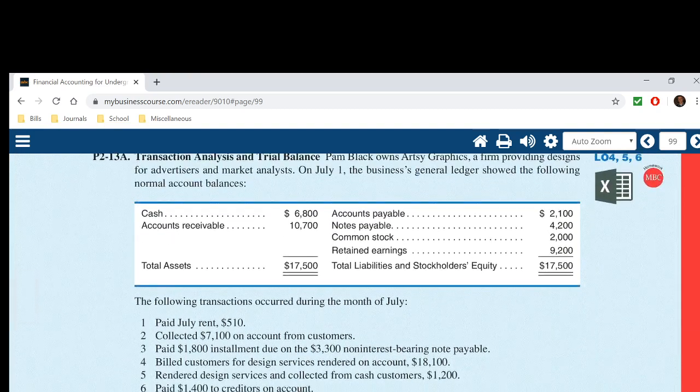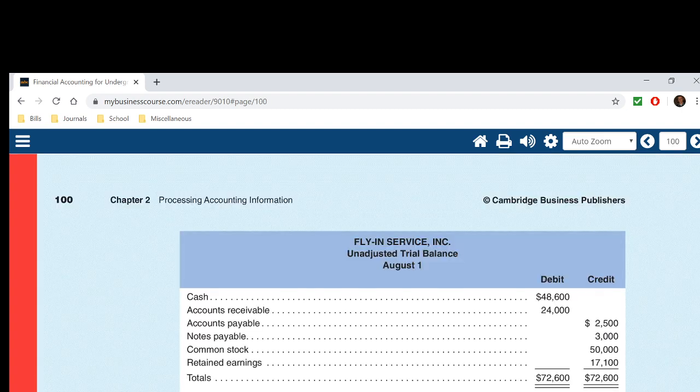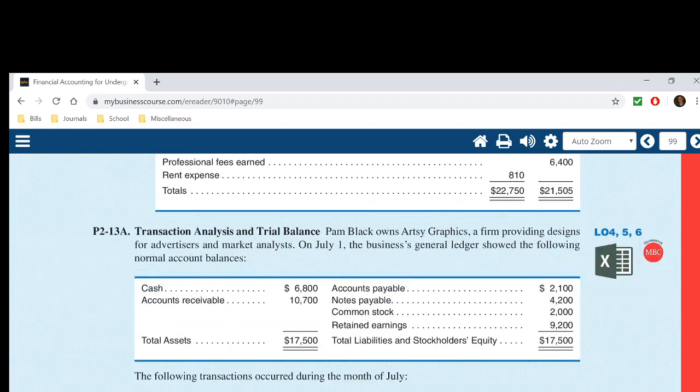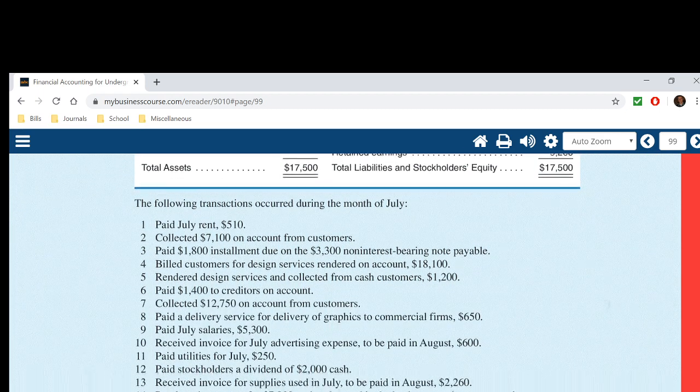In this case, we have a company, Artsy Graphics. They're a firm that provides designs for advertisers and market analysts. So they're a graphics firm. And there's a series of transactions during the month of July. Here we go. So there's a series of transactions that happen during July, and there's 14 things here.